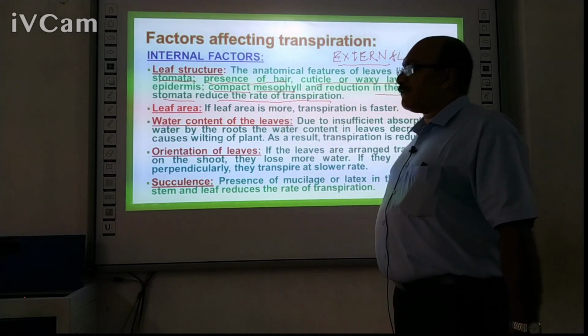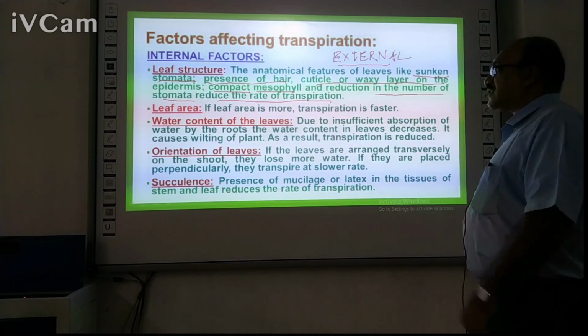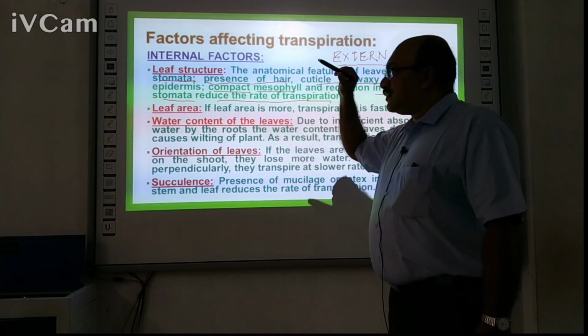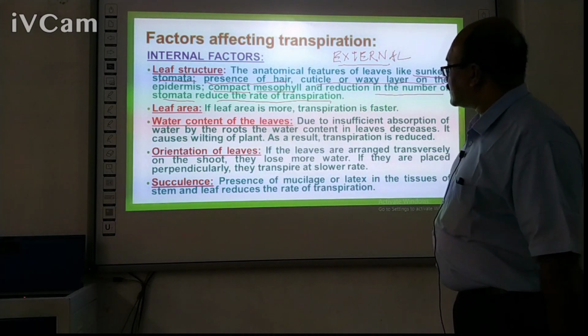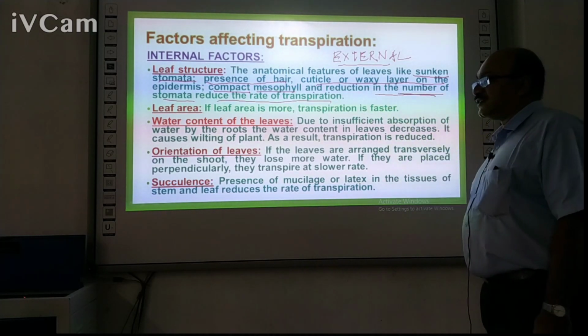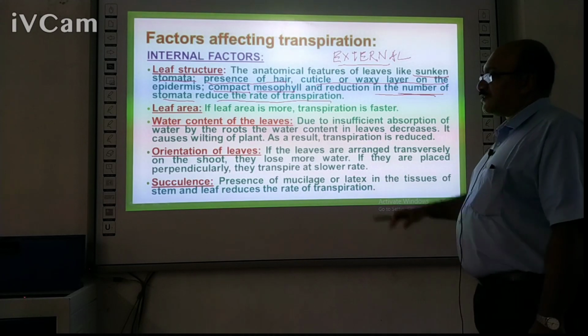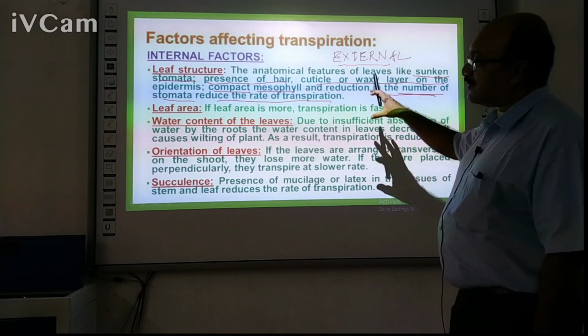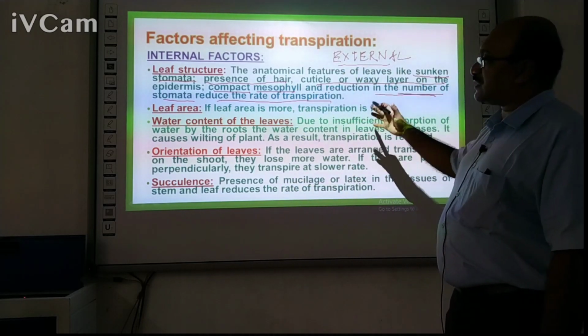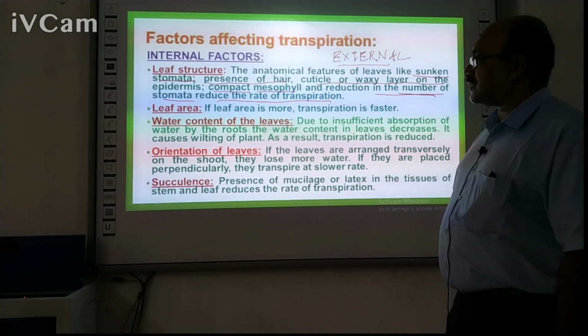Then in case of compact mesophyll, if there is no intercellular space between the mesophyll tissue, then there will be a lesser rate of transpiration. If the number of stomata is less, that also will reduce the rate of transpiration. So the anatomical structure of the leaf plays an important role in deciding whether transpiration will be higher or lesser.